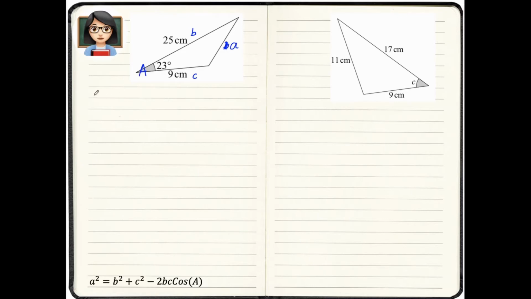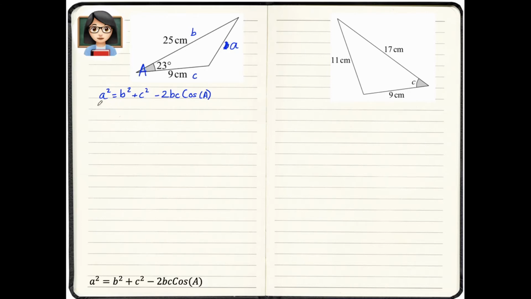Right, so we want this side here, which is now side A, so A squared is equal to B squared plus C squared. Oh, it looks a little bit like Pythagoras, doesn't it? That's interesting. Minus 2bc cos A. We might have a little look later on about why that looks like Pythagoras.